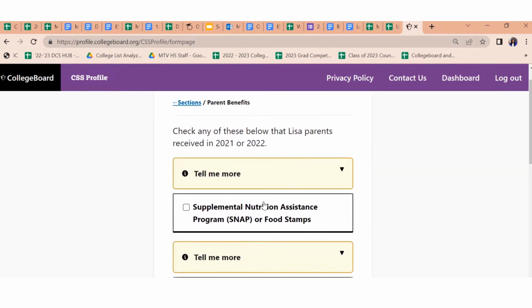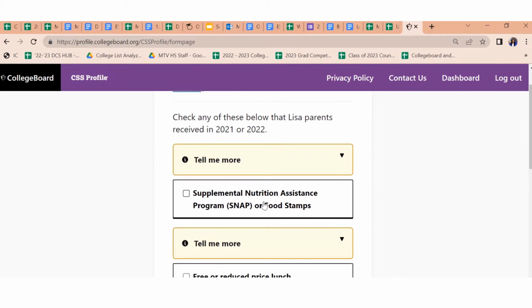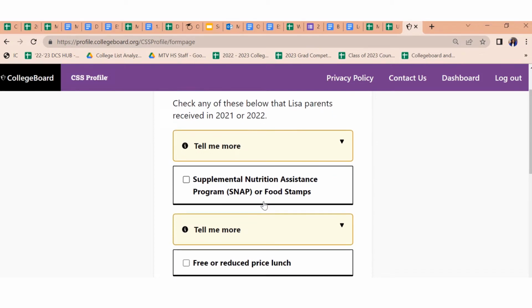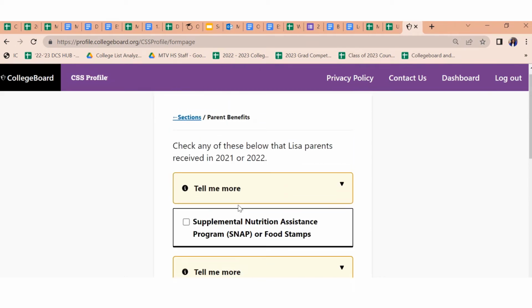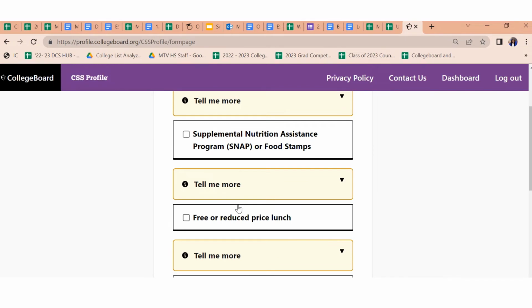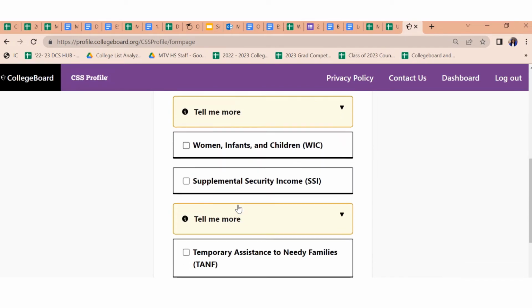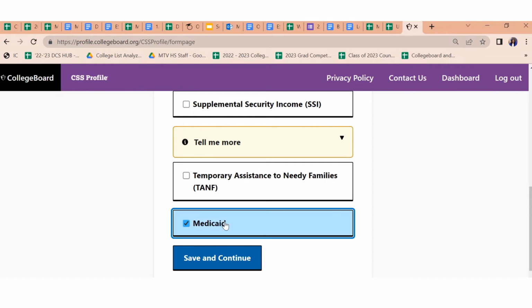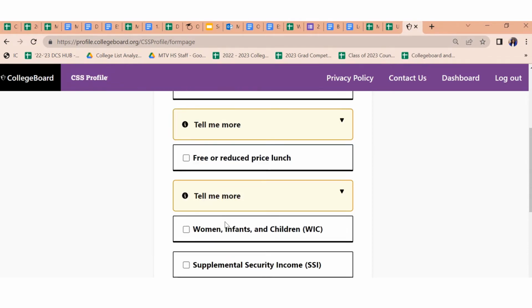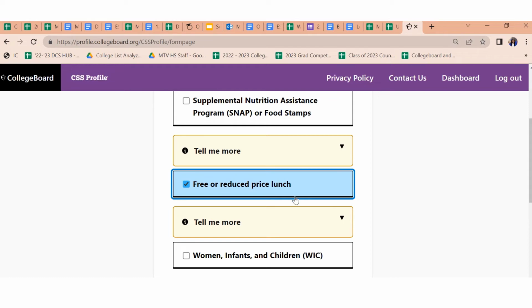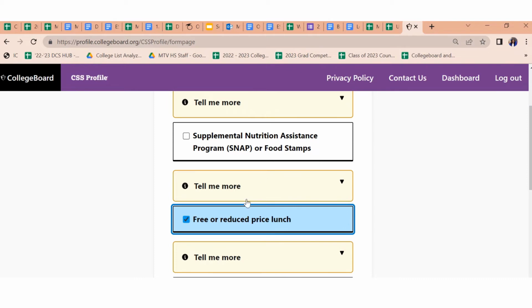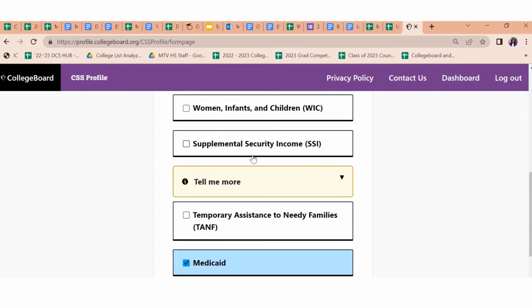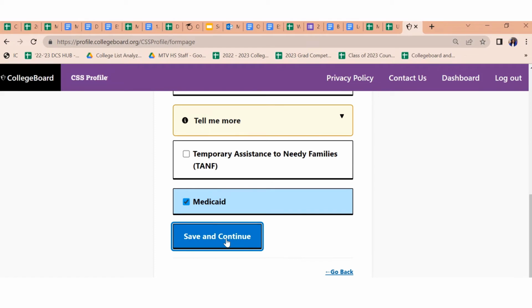And then we will answer the question of benefits that the parents received in 2021 or in this year, 2022. Food stamps, SNAP, free or reduced lunch. So this is that the family or the parents received. You will indicate this if your parent received any of this. If the student receives free or reduced price lunch, the parent is not having to pay those fees. So you will indicate any of those that apply and click Save and Continue.